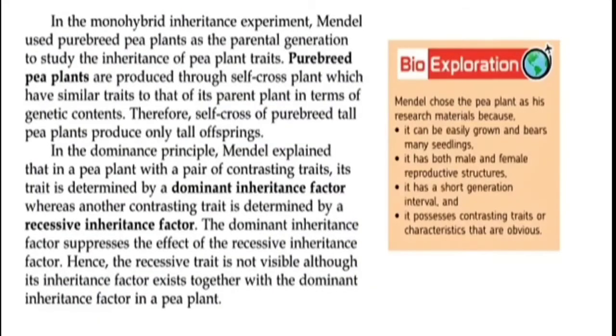Okay, so in monohybrid inheritance experiment, monohybrid, dia fokus kepada pewarisan satu ciri sahaja. Monohybrid inheritance mean pewarisan satu ciri. Mendel used purebred pea plant as the parental generation. The purebred di sini dia obtain melalui self-cross. Self-cross, dia self-cross the same plant or yang mempunyai similar traits. Okay, so self-cross of the purebred tall pea plant will produce only tall offspring.